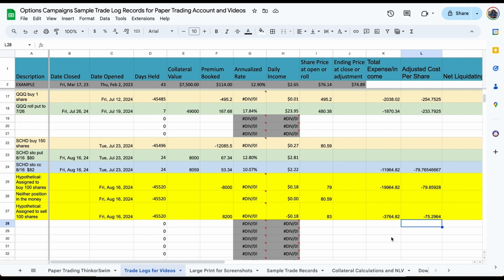So check back on August 16th and we'll see where things stand, whether I'm going to accept the outcome or whether I'm going to make adjustments to the position.